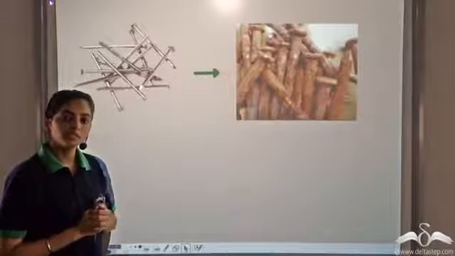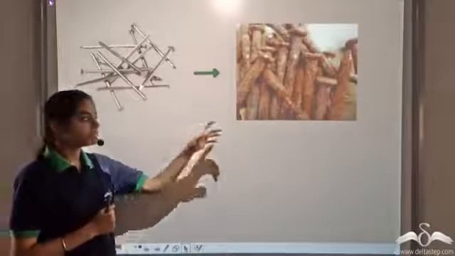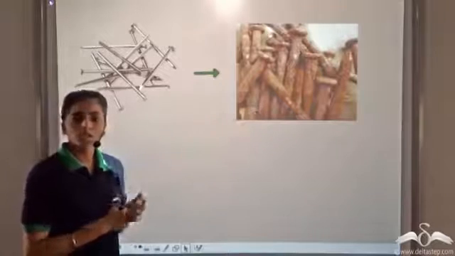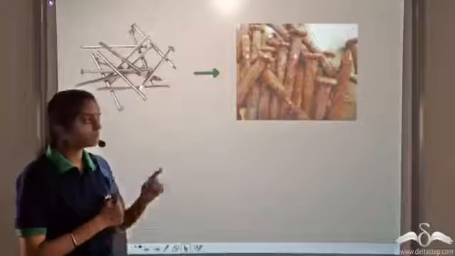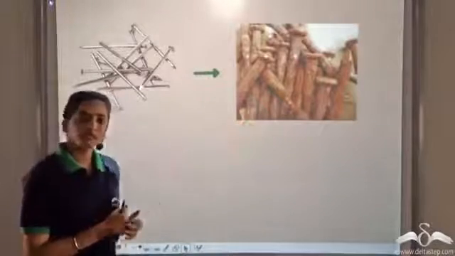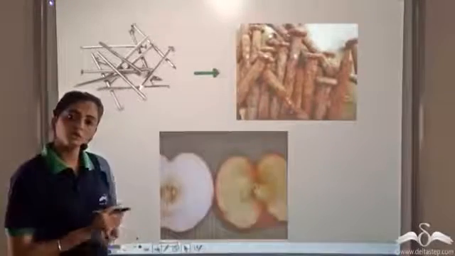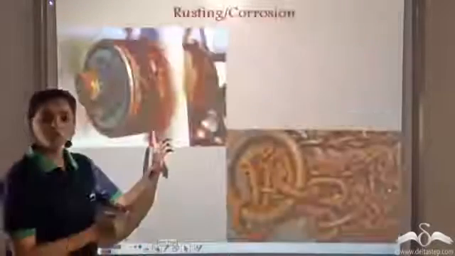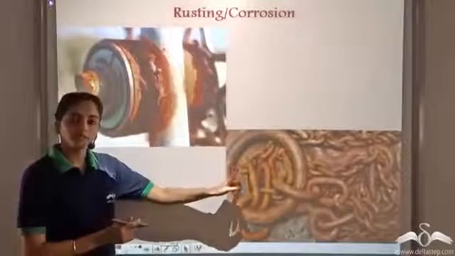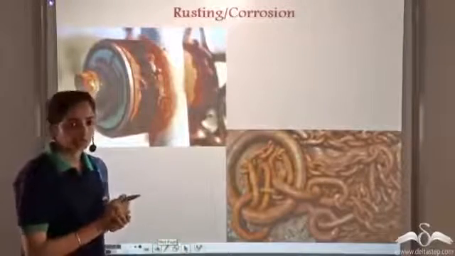You must have observed that iron nails develop a reddish brown coating on them if they're left for some time. Is there any similarity between the browning of these iron nails and the browning of an apple? Let's see.